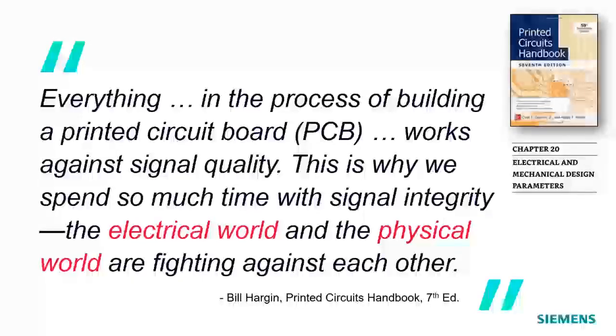In fact, I highlighted this point in the introduction to a chapter that I wrote for the Printed Circuits Handbook, and chapter 20 is electrical and mechanical design parameters. And what I said was everything in the process of building a printed circuit board, or PCB, works against signal quality. This is why we spend so much time with signal integrity. The electrical world and the physical world are fighting against each other. And as electrical engineers and PCB designers, we need to understand basically the enemy that's fighting against good signal quality. So the more you can know about the manufacturing details that go into a PCB, the better off you'll be as designs continue to increase in speed.